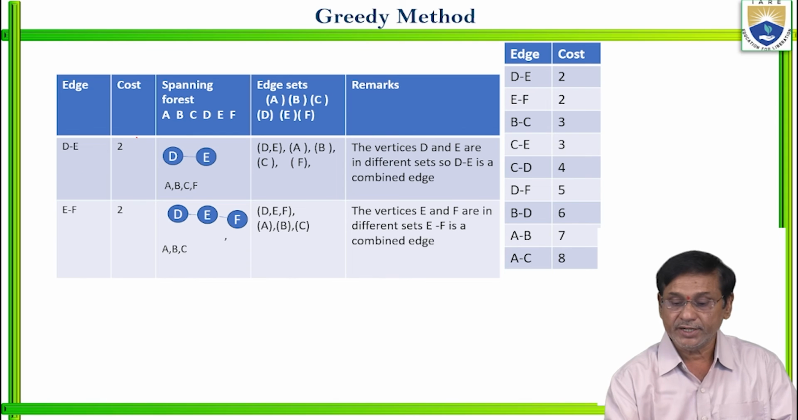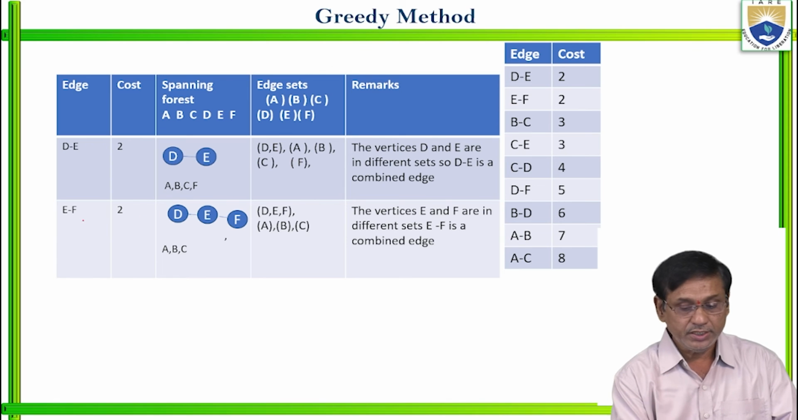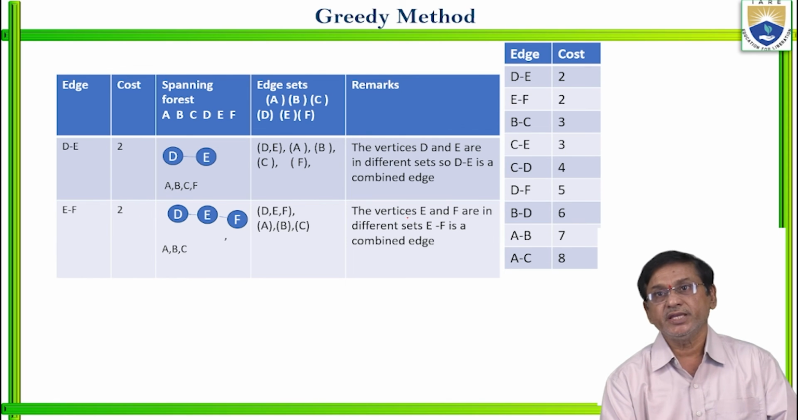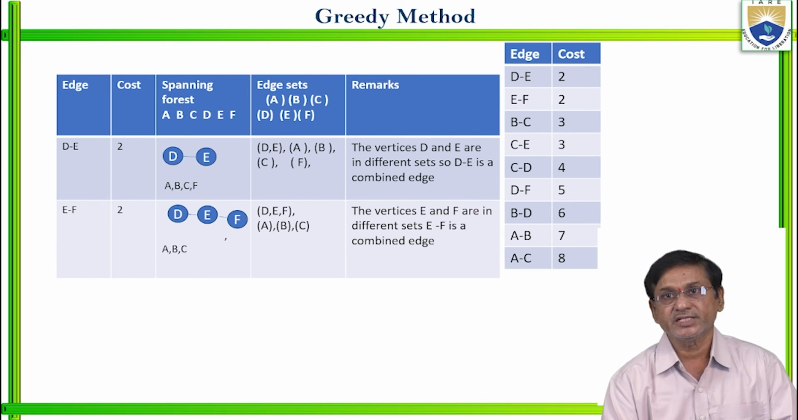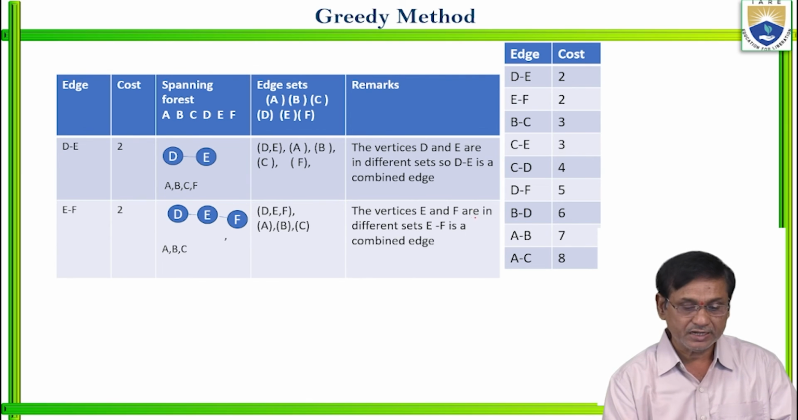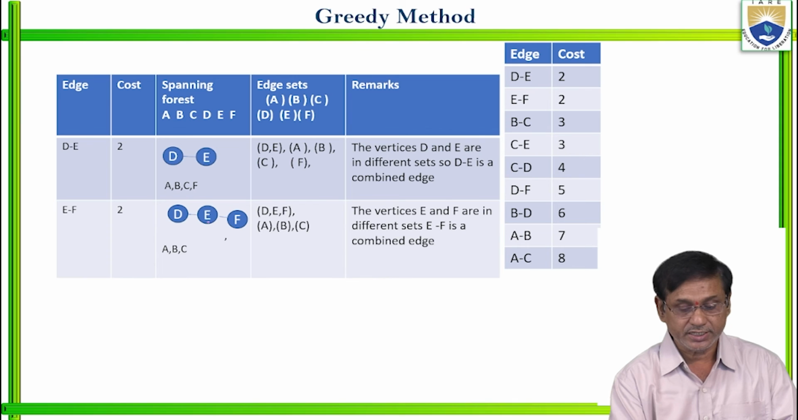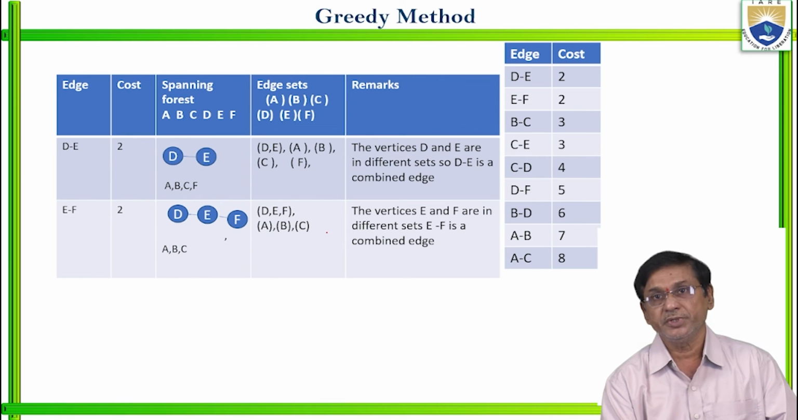Next, after completing DE, coming to EF because it is the next lowest one. Now the vertices E and F are in different sets. So EF is a combined edge. DE is connected, EF is connected. So you can write here DEF. DEF is connected. A, B and C have to be connected.